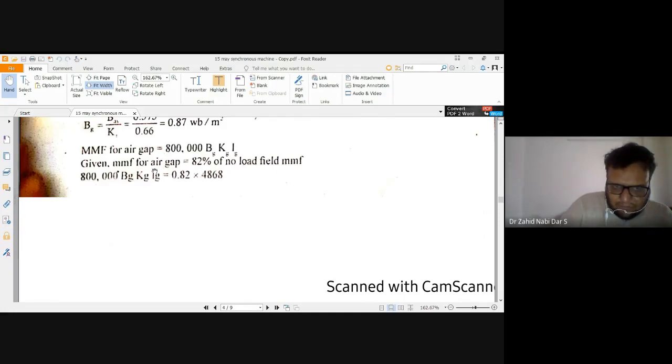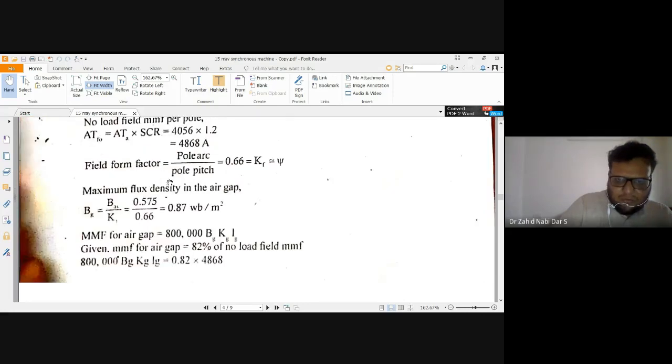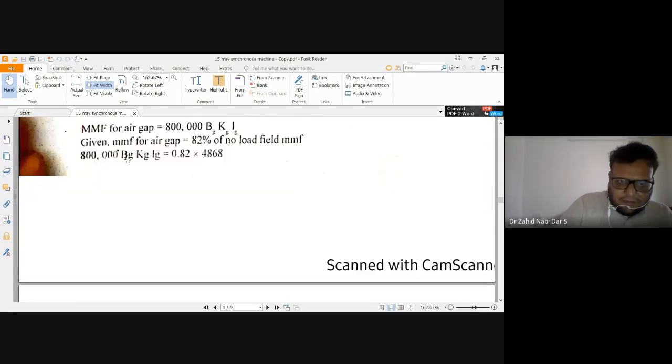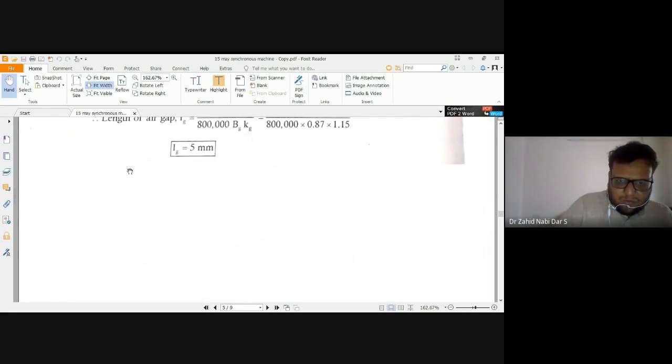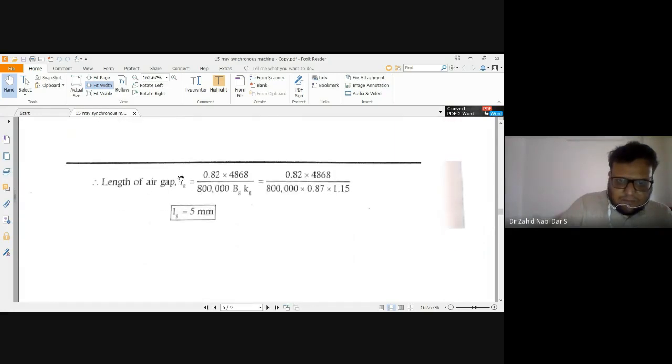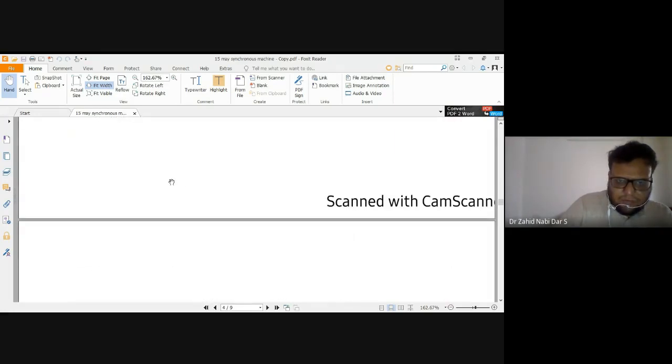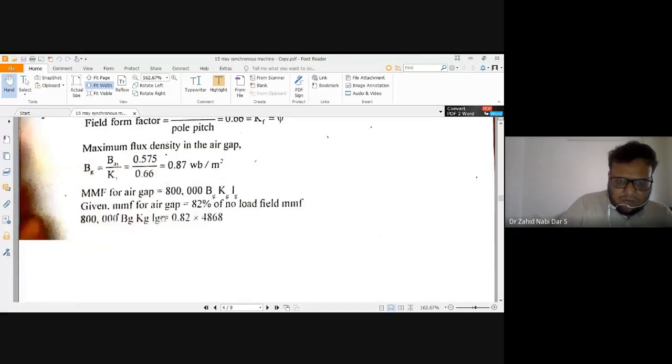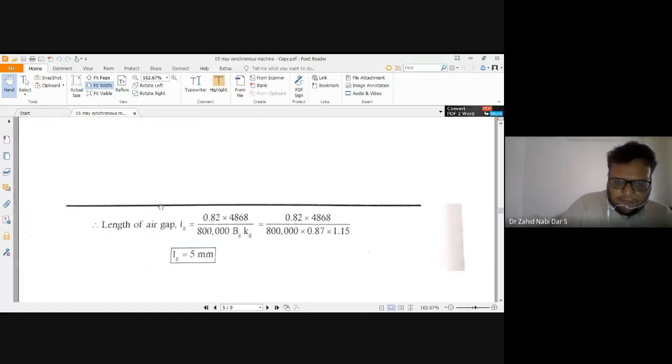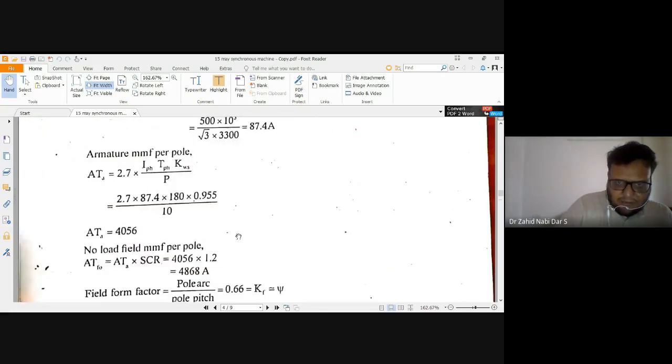What we require is this term. So kg value also we have. Okay, so BG value also we have. We will substitute in this, so we'll get the LG value. So basically we wanted this LG value. So 0.82 into 4868 divided by 80,000, BG value 0.87, kg value is also there. Kg value is 1.15. Kg value is mentioned in the problem.